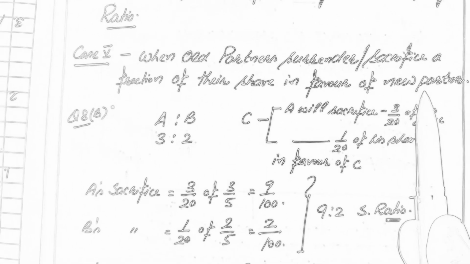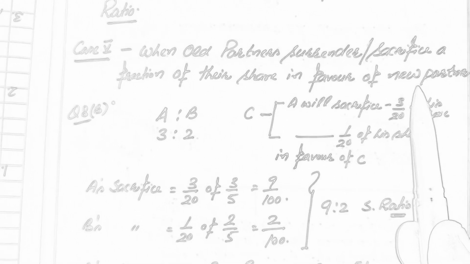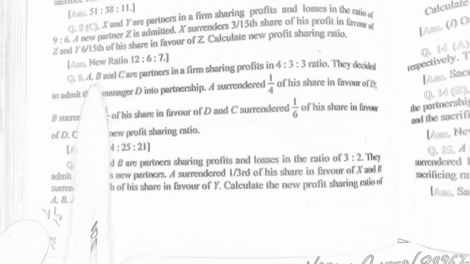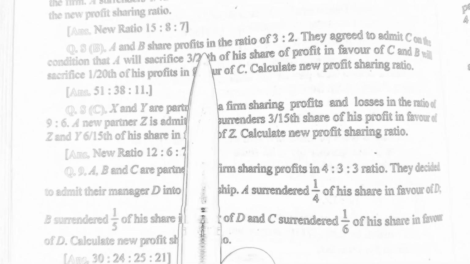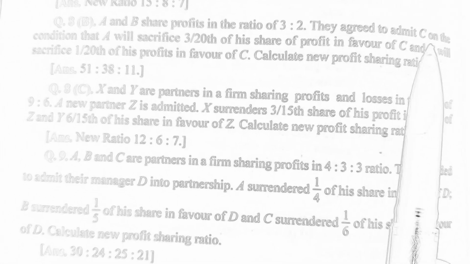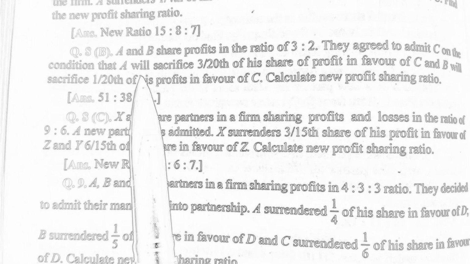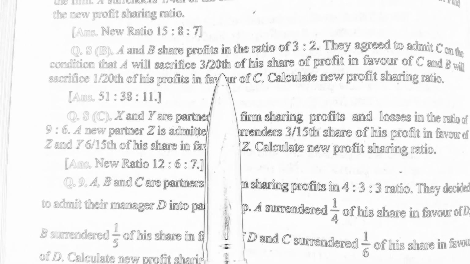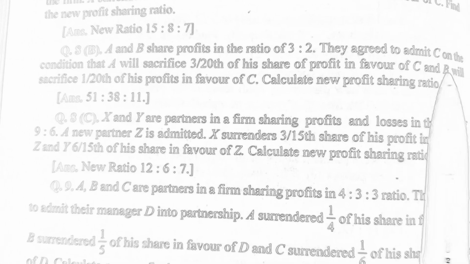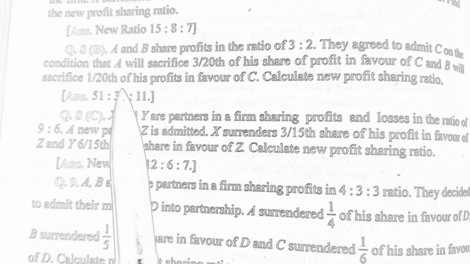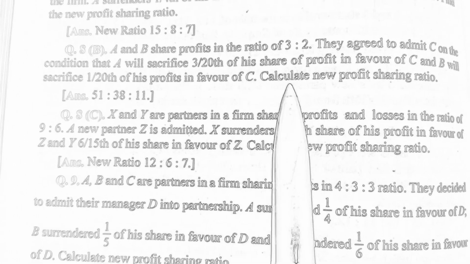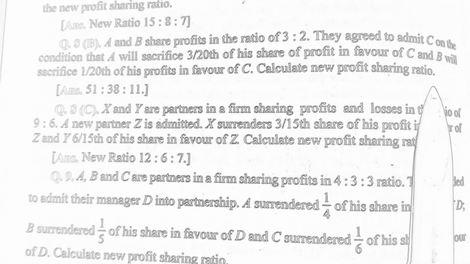Now this is case number 5, when old partners surrender or sacrifice a fraction of their share in favor of the new partner. We can understand this case with the help of a question, question number 8b. A and B share profits in the ratio of 3:2. They agree to admit C on the condition that A will sacrifice 3/20th of his share of profit in favor of C, and B will sacrifice 1/20th of his profits in favor of C. Calculate the new profit sharing ratio.